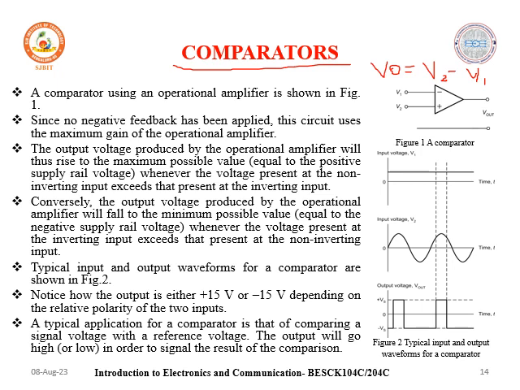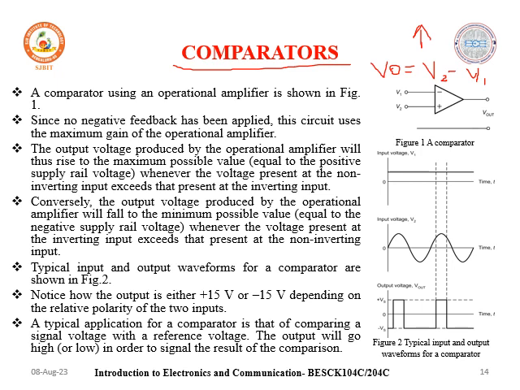So Vout is V2 minus V1. If V2 is greater than V1, we are going to get a positive voltage. If V2 is less than V1, we are going to get a negative voltage.